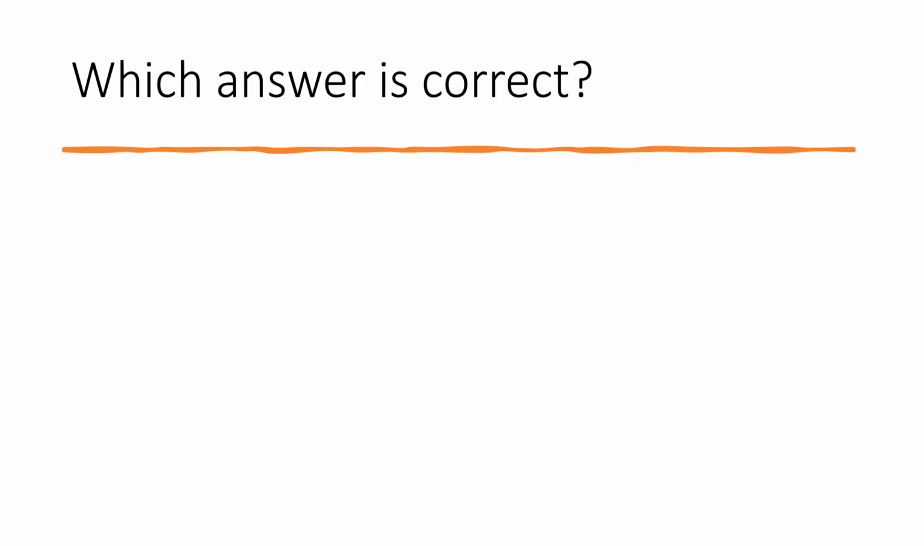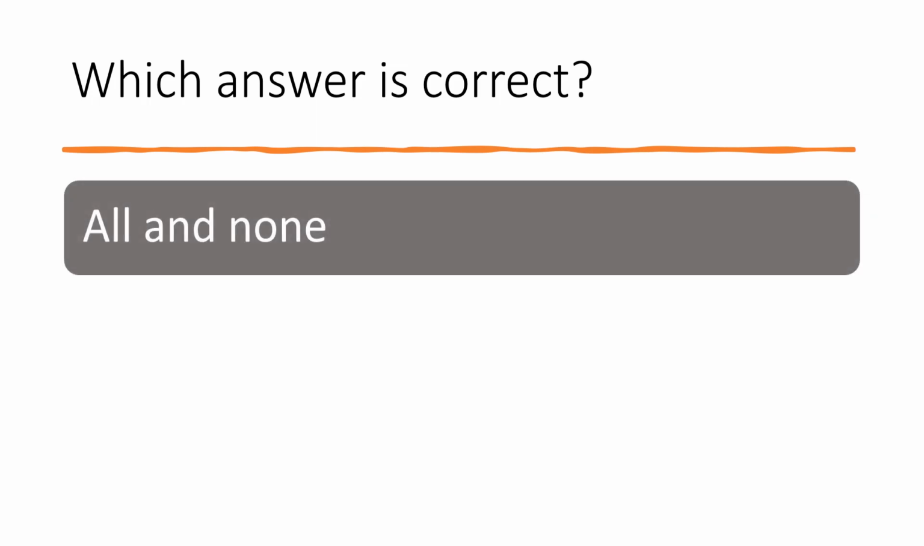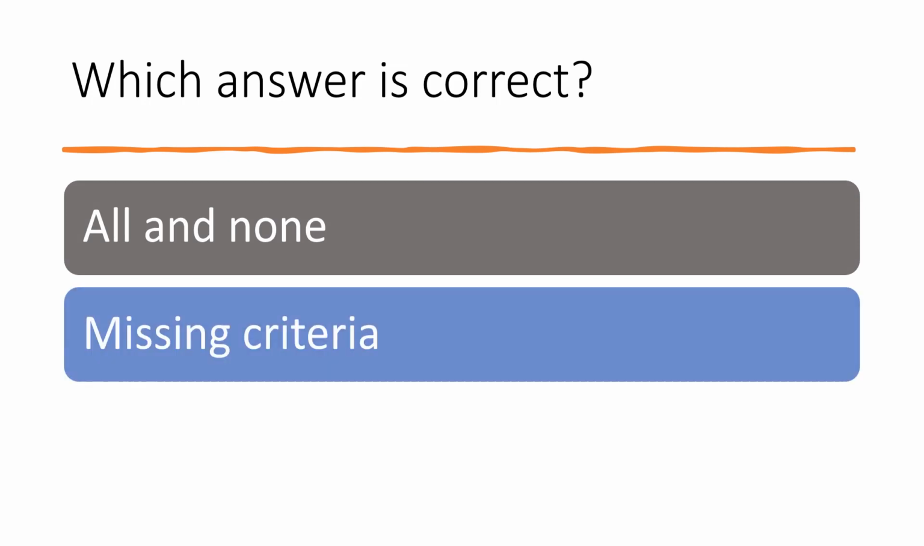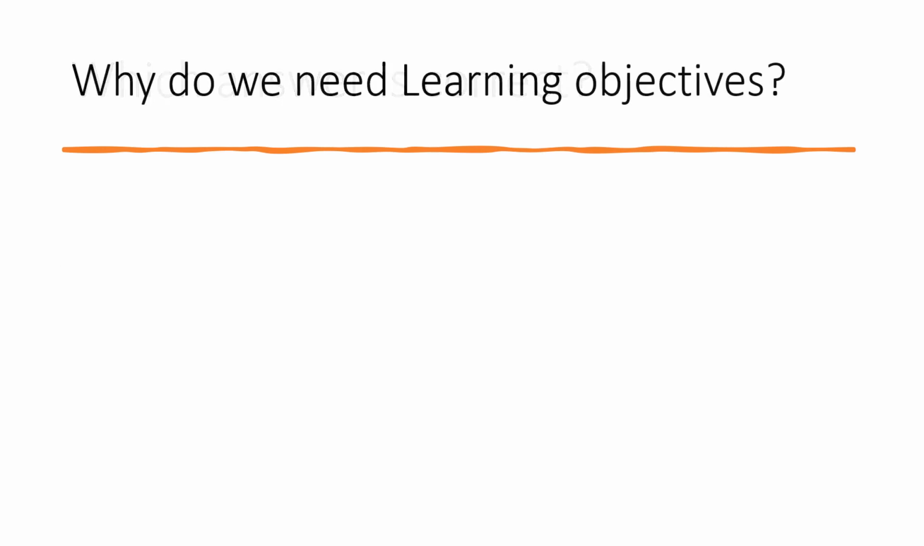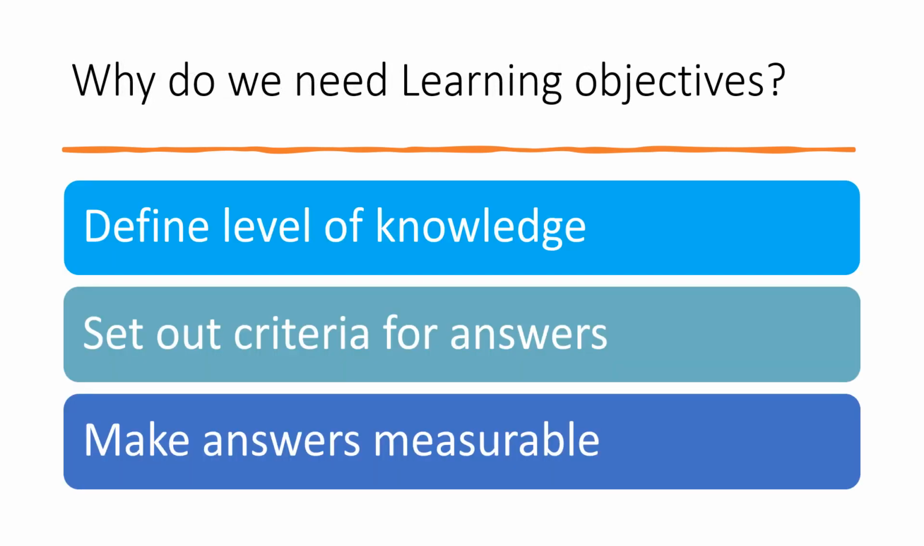Well, you may have guessed it. It's all and it's none of them at the same time. But why? Because we did not define the level of knowledge, neither did we give any criteria to measure the correctness of the answers against. Learning objectives are essential to help the trainer to measure quality, correctness of the learner's response to a question or task. Let's have a quick look into the process of writing learning objectives.